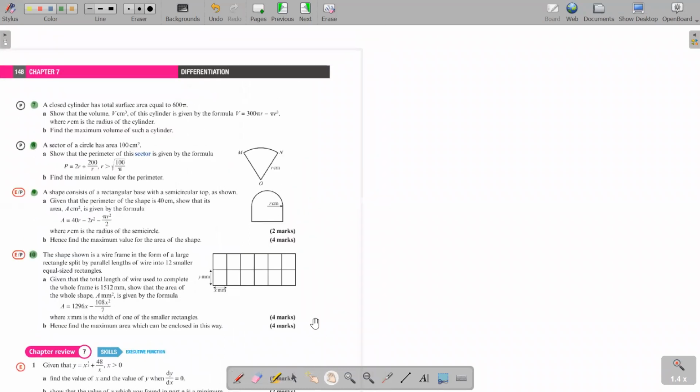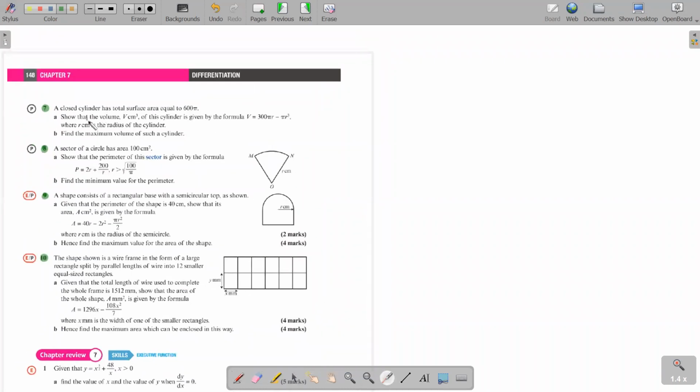Okay, so now we'll try question number 7. A closed cylinder has total surface area equal to 600 pi. Now to do these questions, you need to actually know the surface area equations of a cylinder. Here they are referring to a cylinder, right? So you need to remember all those equations.